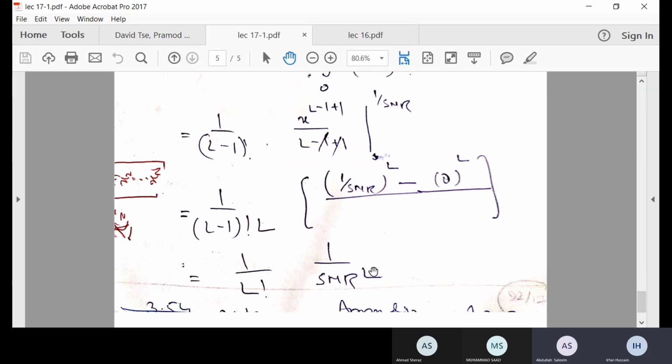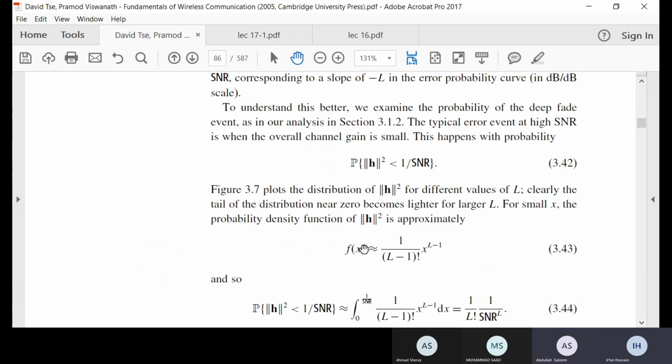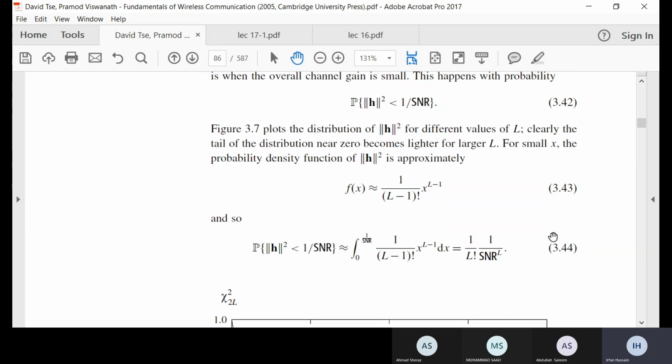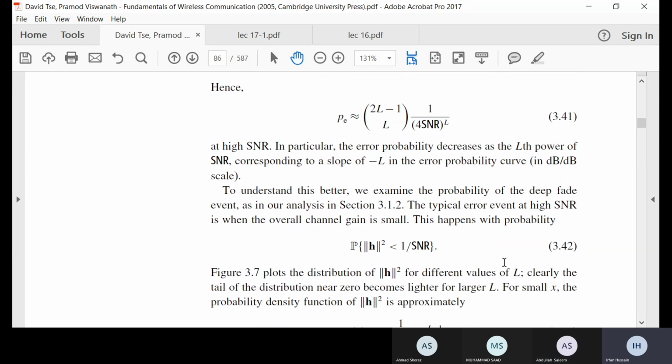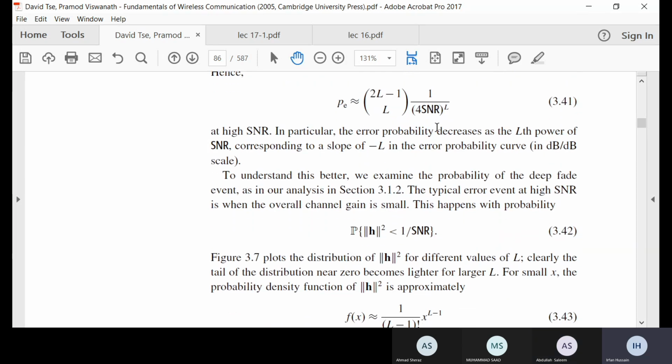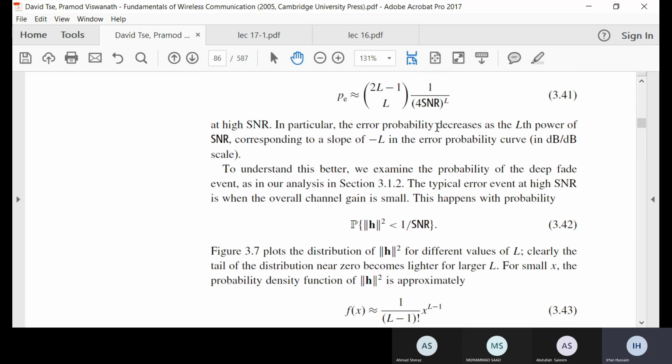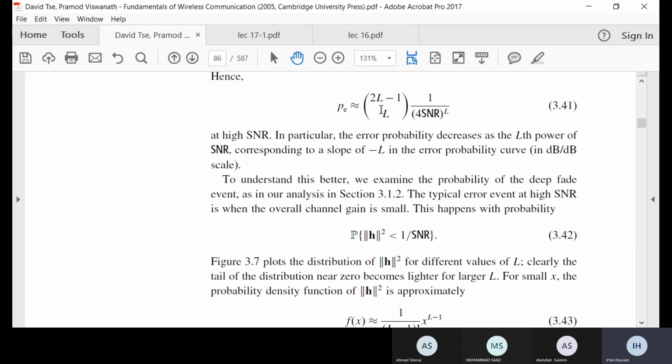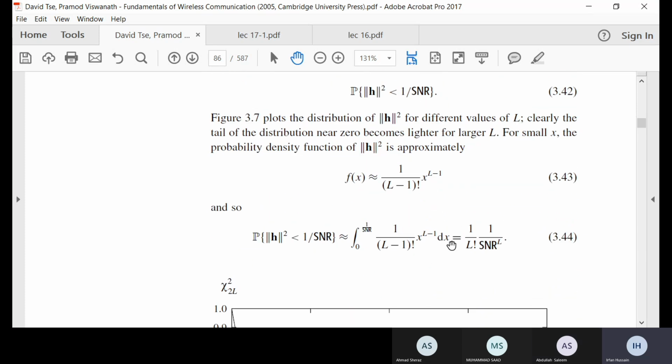This will be 1 over SNR^L. And L into (L minus 1) factorial is L factorial. So we have proven that the probability of error comes out to be 1 over L factorial into 1 over SNR^L. Now if you compare this approximation with this, you can see they are roughly the same, but we know that this one is much more accurate than this value, because here we have done a lot of approximations to arrive at this result.